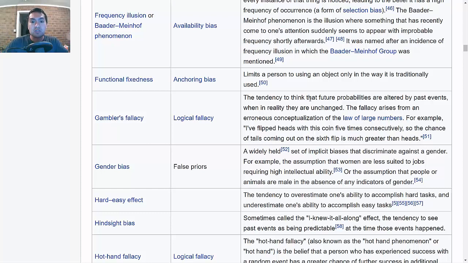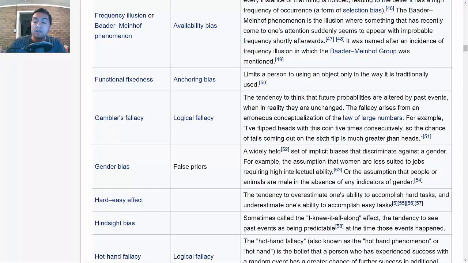But what I did was I read this. Okay, the tendency to think that future probabilities are altered by past events when in reality they are unchanged. And then here it gives you a little example. But for me, I was like, whoa. I remember in math class, we learned about a roulette. You could land on black or red. And this roulette landed on black 36 times.